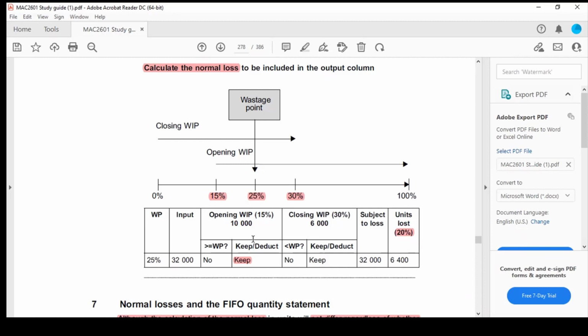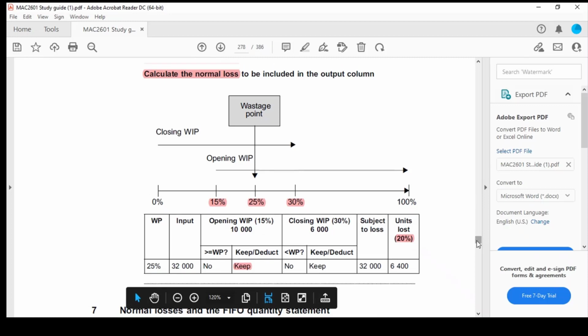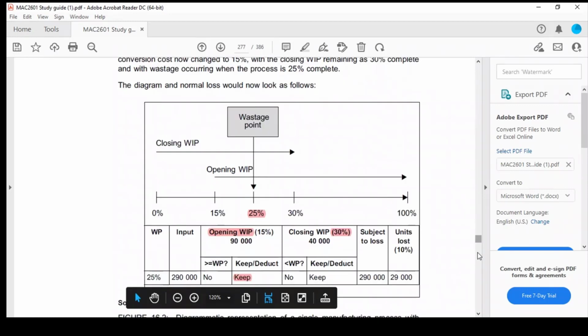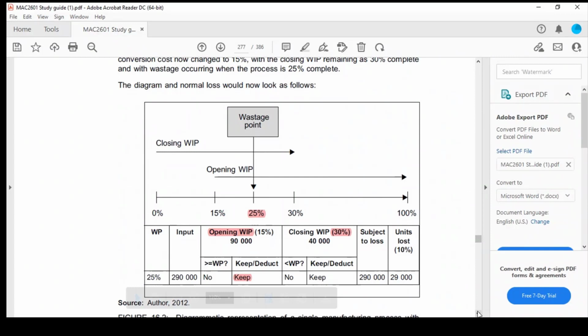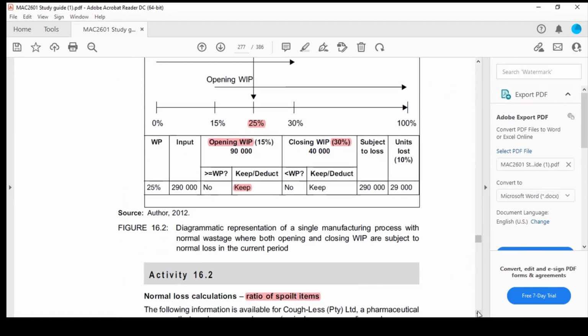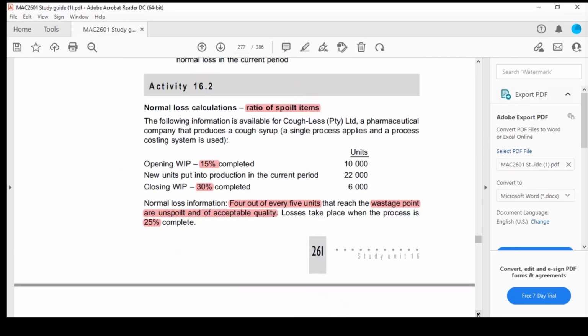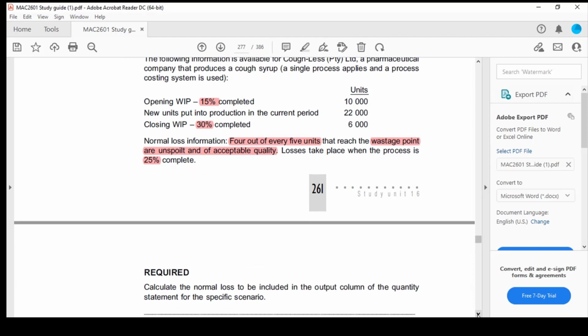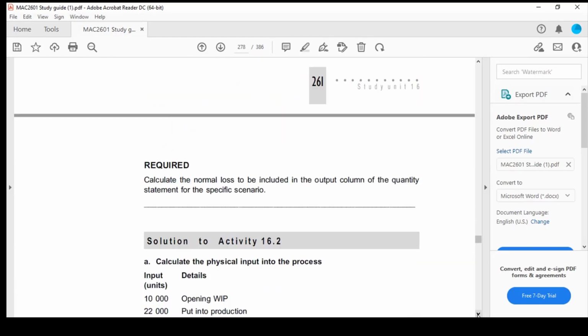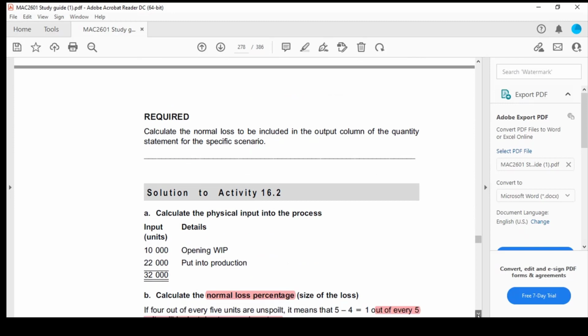Yes, correct. And the closing WIP, was it before or was it after? If it is before, I will keep that closing WIP. And if it's after this wastage point, I will deduct it. Then thereafter, I have to take into account the first in, first out rule to say that this opening WIP, if it is before the wastage point, is bound to experience its loss. Therefore, I will calculate the loss that I will experience and then deduct it from this opening. If it's the other way around, I don't have to do anything.